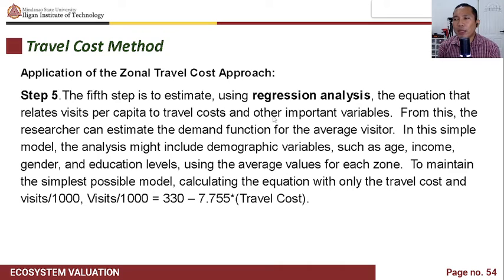The fifth step would be to estimate using the regression analysis. So the equation that relates visits per capita to travel costs and other important variables. In this particular case, the researcher could actually estimate the demand function of the average visitor. In this simple model, the analysis might also include demographic values like age, income, gender, education, using the average values for each zone. And to maintain the simplest possible model calculation, the equation will only include travel costs and visits per 1,000.